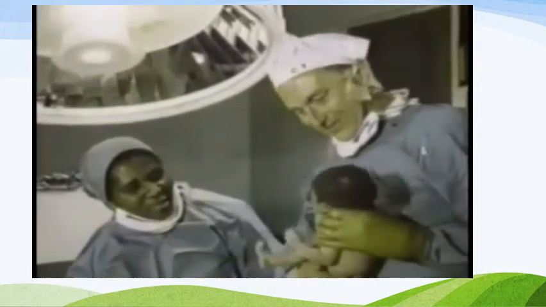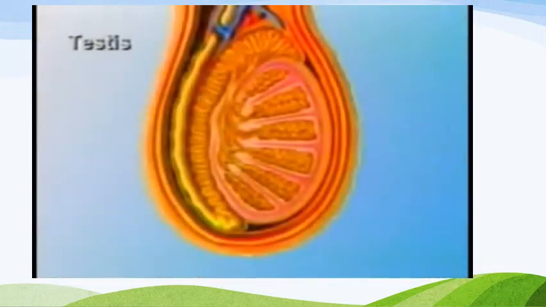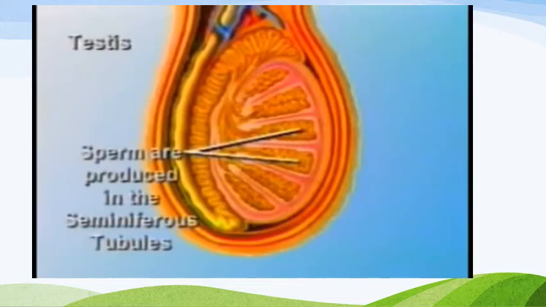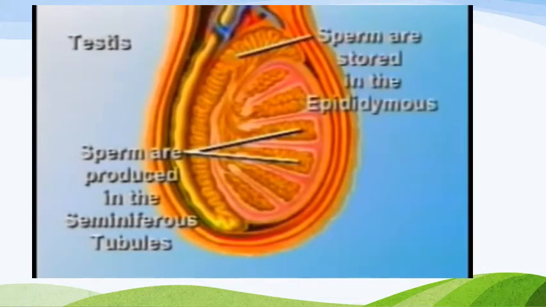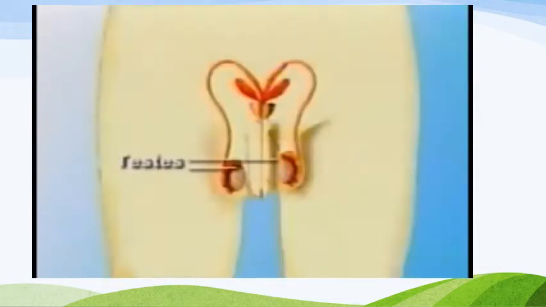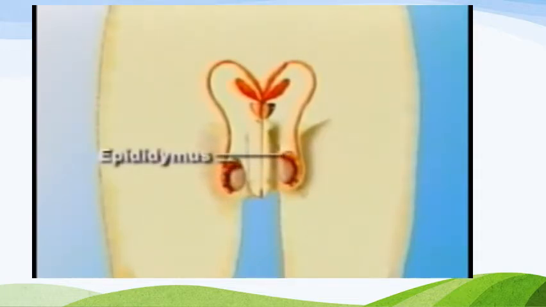Since the male does not give birth to the child, the male reproductive system is much less complex. But simple though it may be, it too is an essential part of the reproductive process. The male reproductive system begins with the testes. In the same way that the eggs are created in the ovaries of the female body, the sperm are created in the testes of the male body. The sperm are then stored in the epididymis, the coiled tube on the top of the testes.